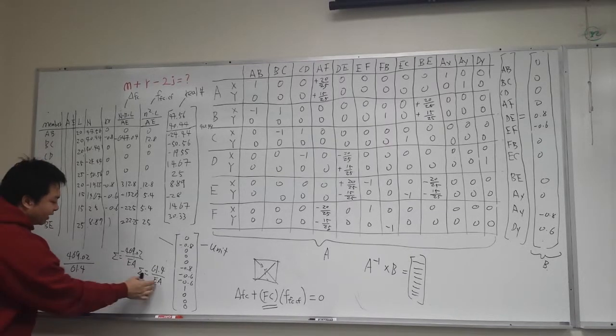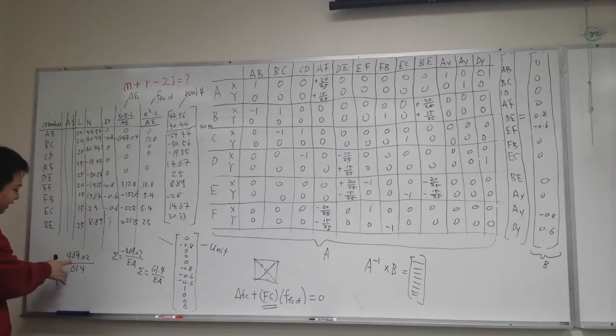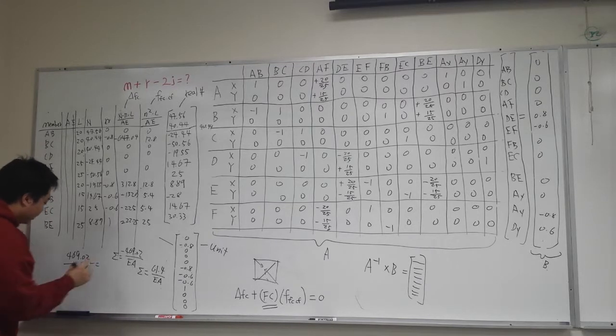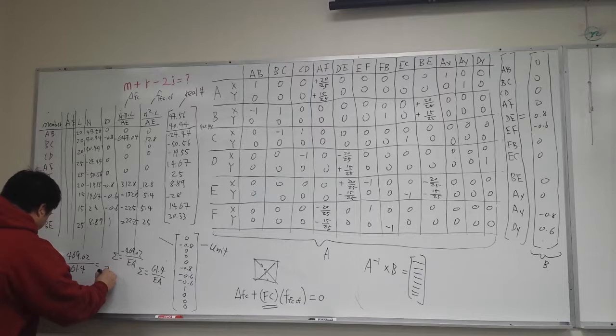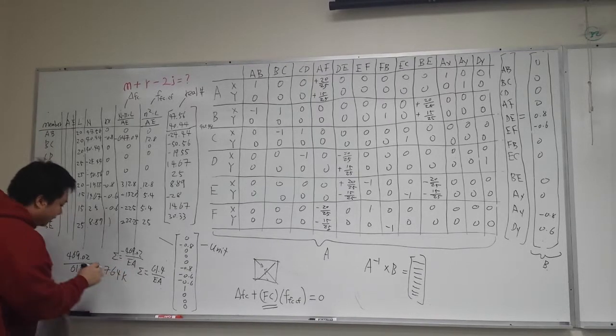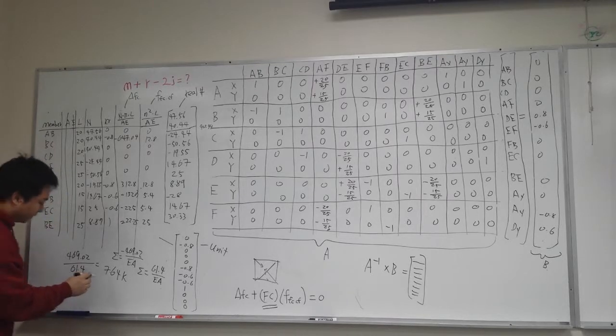Like I said, E8 and E8 can cancel, so that's why I didn't write it down. So this number is positive, 77.64 kg. This number is positive.